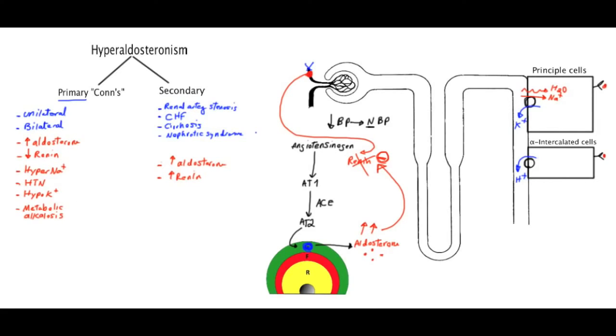So the lab values are going to be exactly the same as primary. It's going to be the same thing. We're going to have increased serum sodium. We're going to have hypertension. We're going to have decreased serum potassium. And we're going to have metabolic alkalosis.